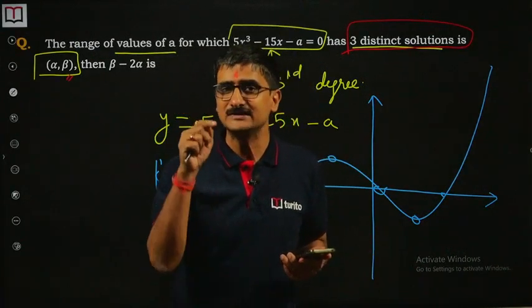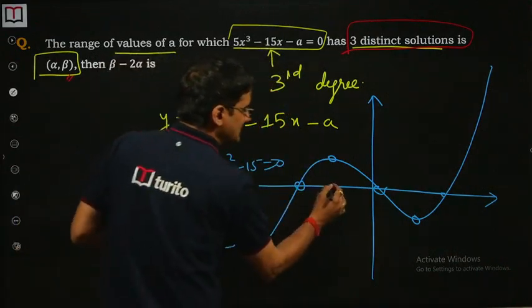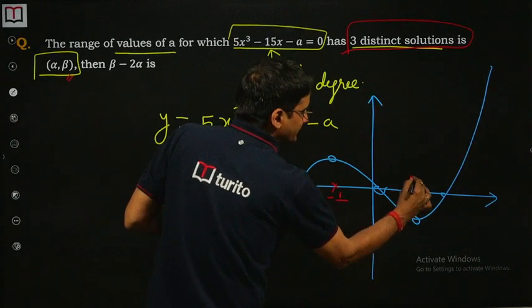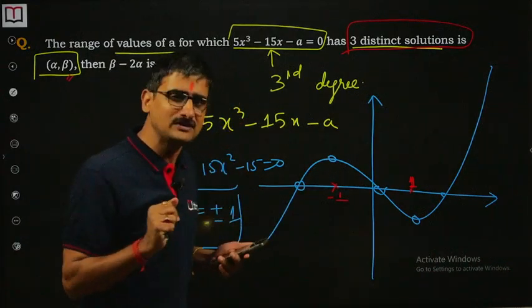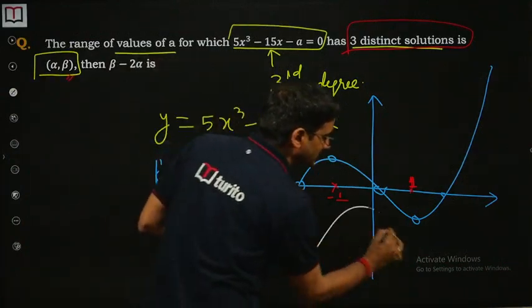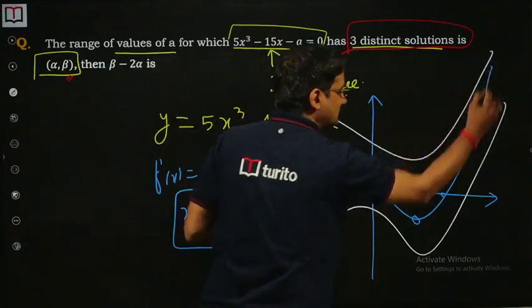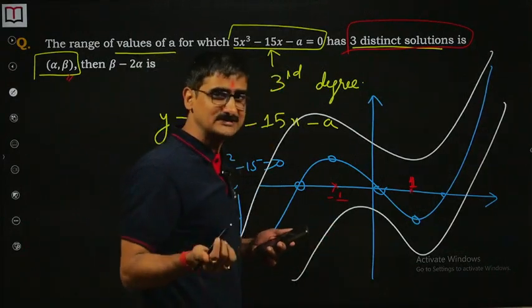For that I said the necessary condition is it needs to have two turning points, and the turning points are -1 and +1. But then, as I said, is it sufficient that we have two turning points and then we will get three real distinct solutions? Answer is no. If that is the case, we have only one solution, or if that is the case, you again have only one solution. So what we need is two sign changes.